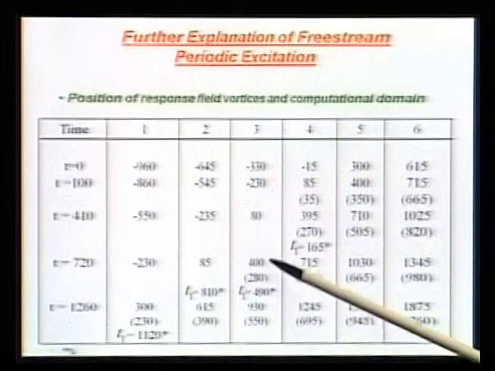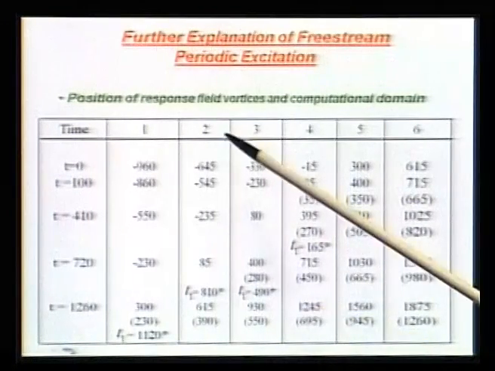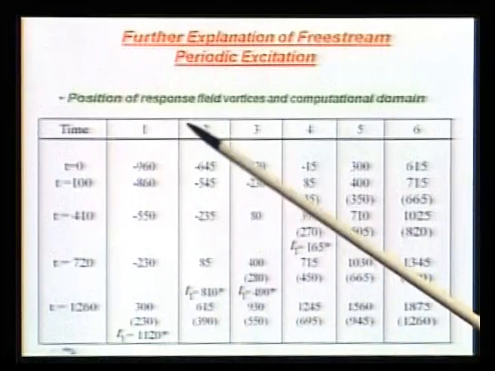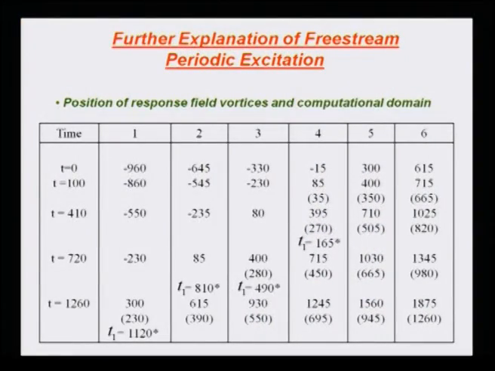Like this third vortex would enter the computational domain at 490. This one would enter at 810. This one would enter at 1120, and so on and so forth. And you can see that this very clearly explains one kind of response field for pure convection problem. Okay. So, what has actually happened? We have finished this particular part.